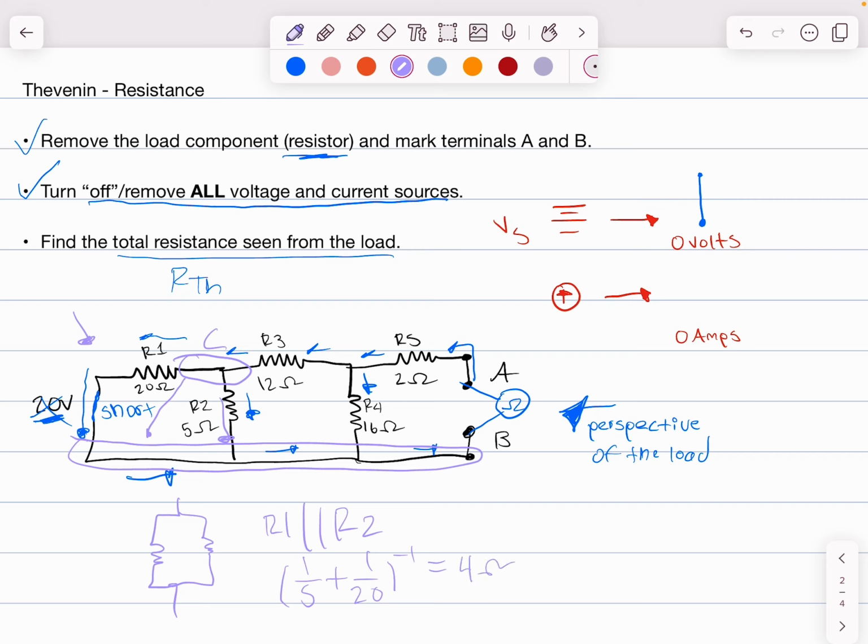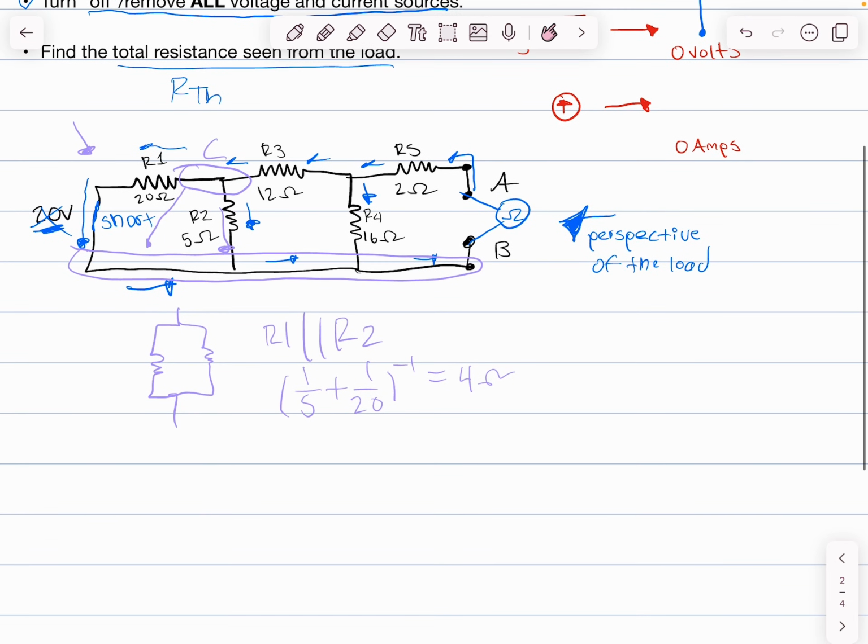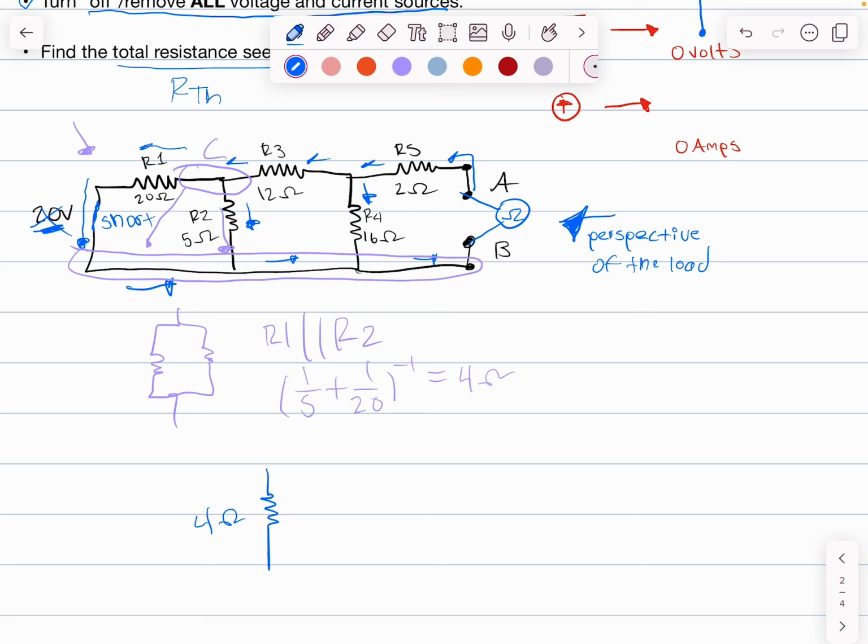I'm going to scroll down again. I'm now going to redraw my circuit one more time in this case. I now have this 4 ohm resistor in place of where the 2 resistors were. And I can call this RP. And then, just like before, R1 and R2 are no longer here. That's what I just combined. R3, and then R5.